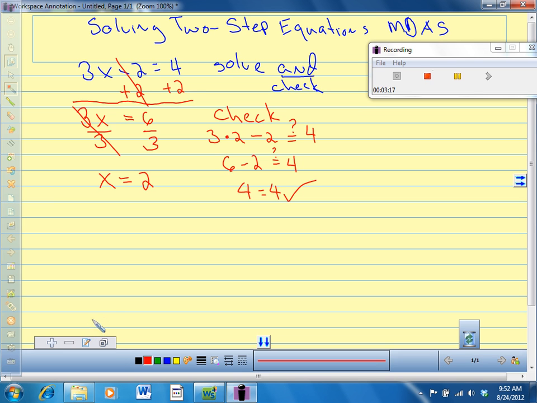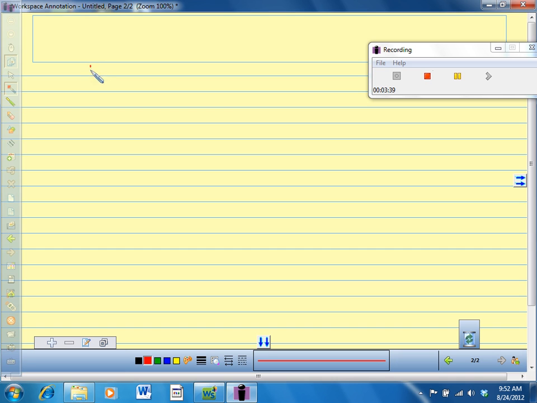Easy? All right. Let's do it again. 10 equals m over 4 plus 2. So this one's a little bit different. 10 equals m over 4 plus 2. That's a great example. I stole it from the book.